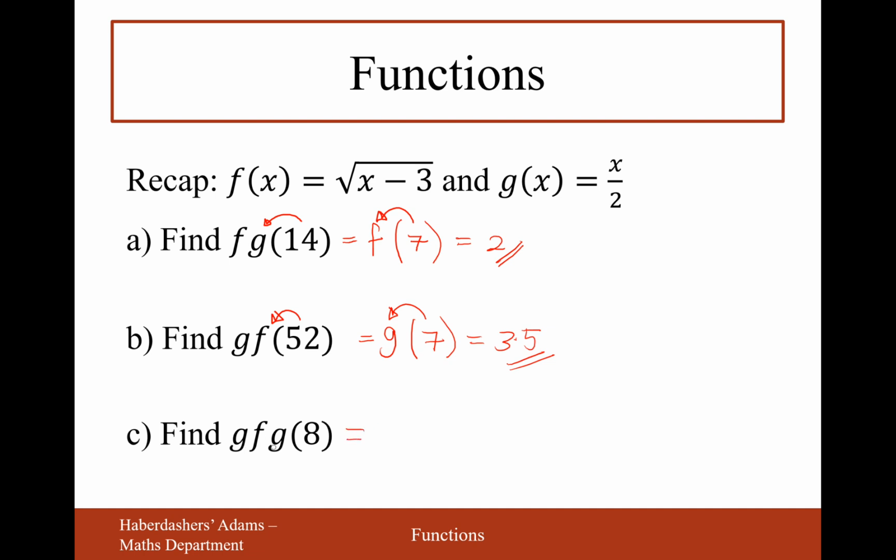And then g of f of 8, so we put 8 into the f function first, the one closest to the number. So the answer is going to be 8 minus 3 is 5... Then we put 4 into the f function. 4 minus 3 is 1, square root of 1 is 1. And then we put 1 into the g function, and that will give us 0.5. So there we are, that's a bit of a reminder of the last video that we looked at.